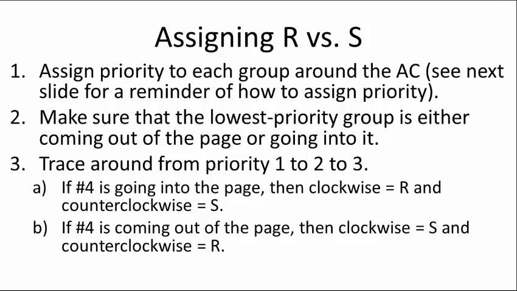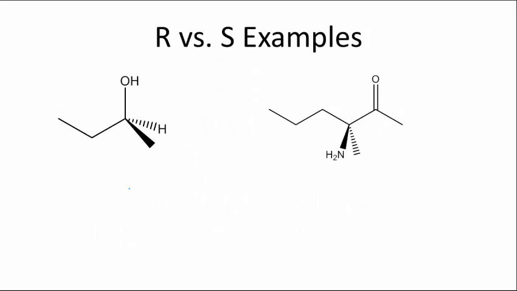All right. So let's apply it. Oh, I forgot to put in the slide with a reminder of how to assign priority. I will go back and add that in. But let's practice. All right. So the two molecules I have drawn on this page, each one has one asymmetric carbon.